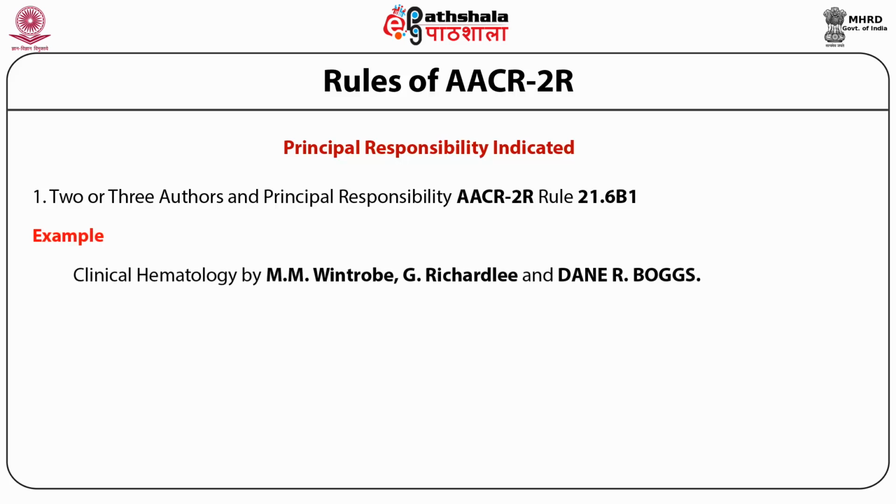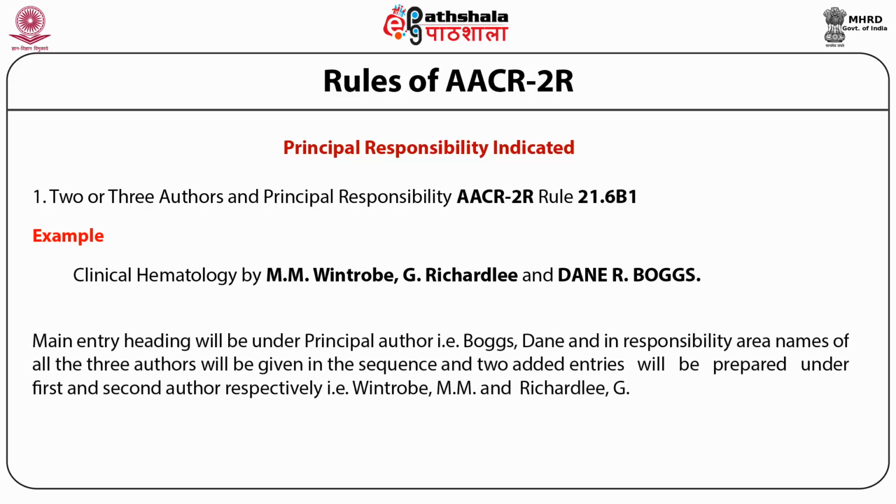Example: Critical Hematology by M. Bentrobe, G. Richardly, and Dan R. Boggs. Dan R. Boggs is given in capital letters or in darker letters. Main entry heading will be under the principal author, that is Boggs, Dan, and in the responsibility area, names of all three authors will be given in sequence, and two added entries will be prepared under the first and second author respectively, that is Bentrobe, M.M. and Richardly, G.